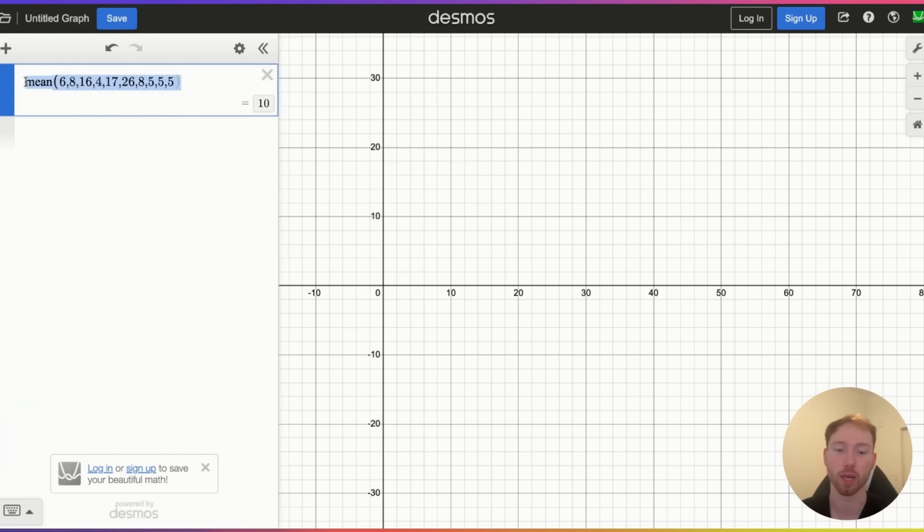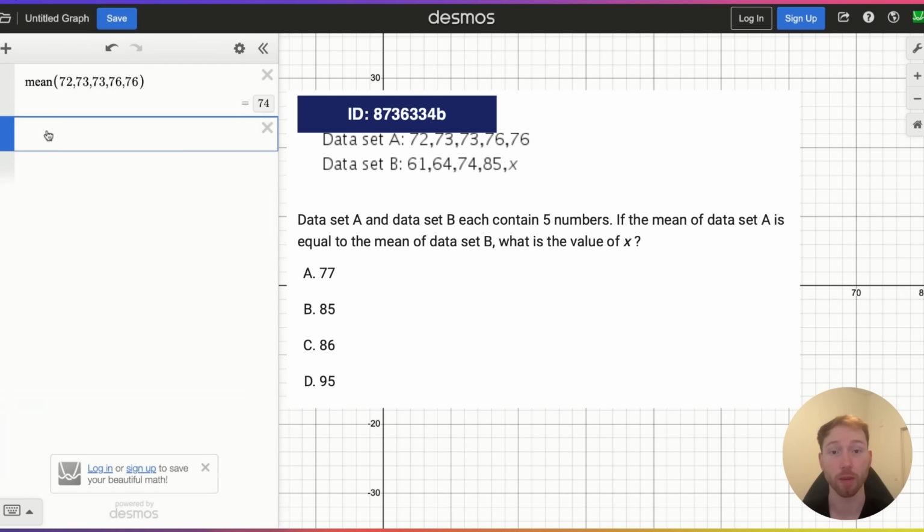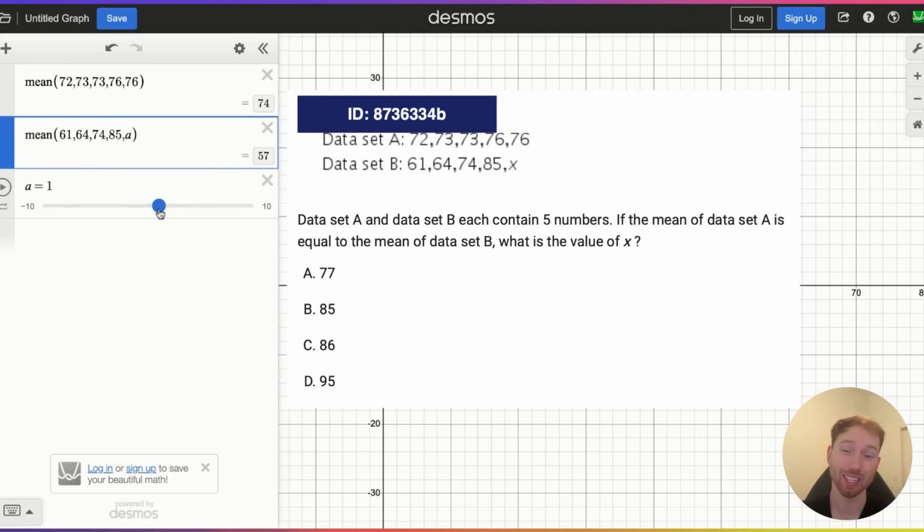Look at this tough mean problem. We want to plug in our first data set. After plugging in the mean for our first data set, we see that it's 74. We have a second data set where we don't quite know what x is, but we know they should have the same mean. Therefore, I can plug in the second data set and move some numbers around for x until they have the same mean. What I'm going to do is put in a as a constant here so I can have a slider. I can see when a is 1, my mean is 57.